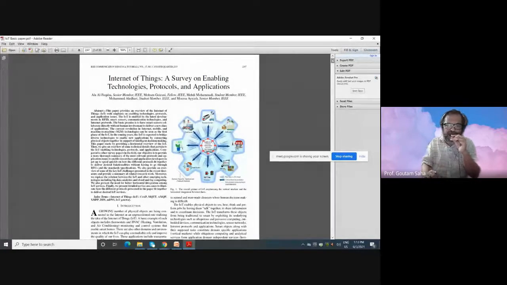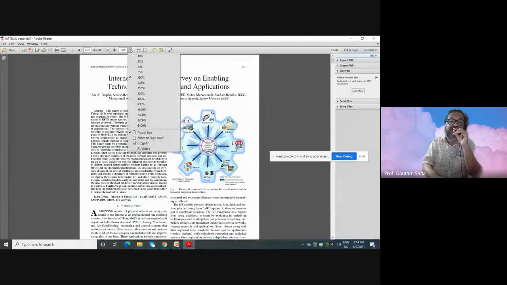So this is the paper you should go through. This is an outstanding paper. 2015, don't worry, 2015 and 2016 is when I started this endeavor and research on IoT. In this paper, you see, it starts with a particular code. So this is the overall picture. Let me enlarge it.